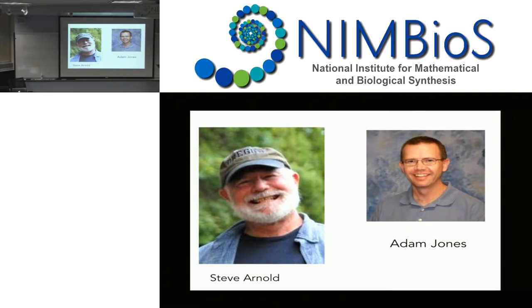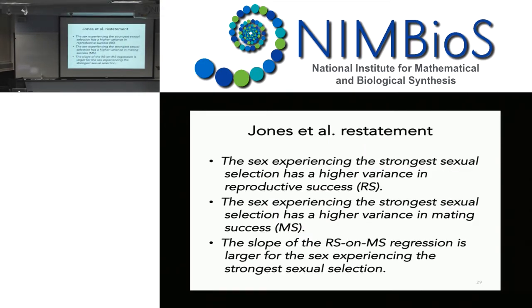So Steve Arnold and a student of his, Adam Jones, had a number of papers where they restated Bateman's point in a more gender-neutral way. Basically, the sex experiencing the strongest sexual selection has a higher variance in reproductive success, a higher variance in mating success, and most importantly, a larger slope of reproductive success on mating success. I do a regression of how many times you mate against reproductive success, and that slope is larger for the sex experiencing the stronger sexual selection.